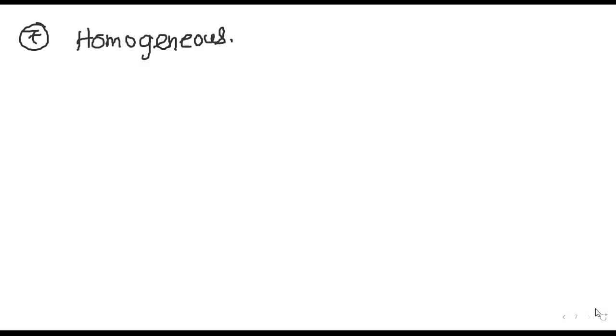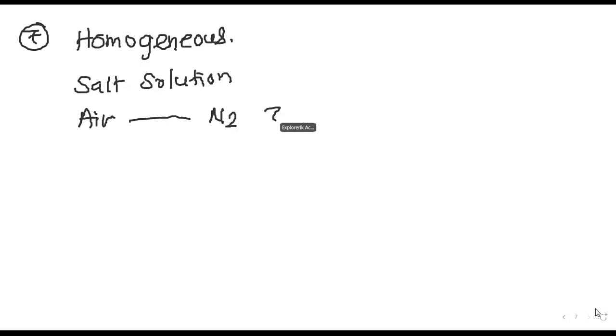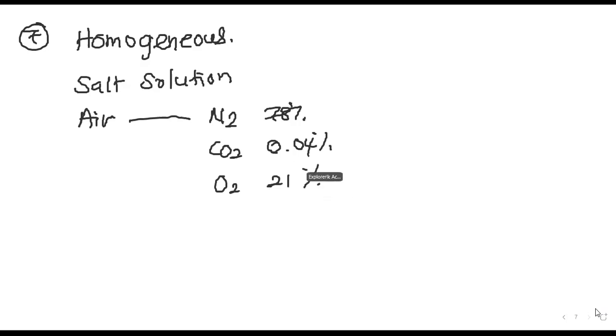So if you take a salt solution, right? In a salt solution the particle distribution is equal everywhere, so it's a homogeneous mixture. Air is also a mixture of what? Nitrogen, 78% of the atmosphere, carbon dioxide 0.04% of the atmosphere, oxygen 21% of the atmosphere. So here, this composition is distributed all around the atmosphere in the same way. So it's a homogeneous mixture.